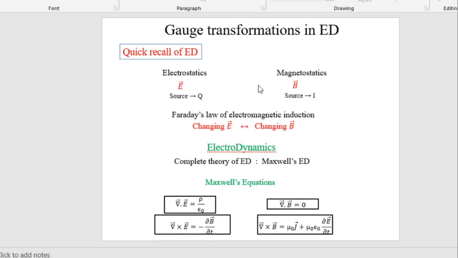Now in this present study, that means gauge transformations in electrodynamics, we basically require these four equations. So our basic focus will be on these four equations. So we will start the main part of this topic with these four Maxwell's equations.